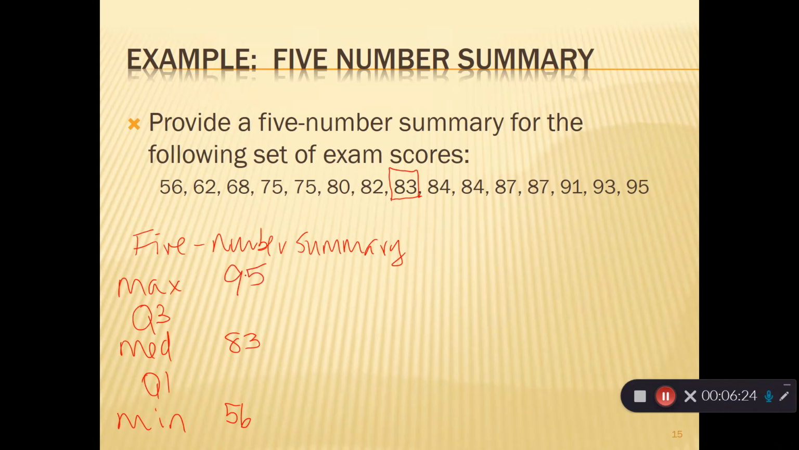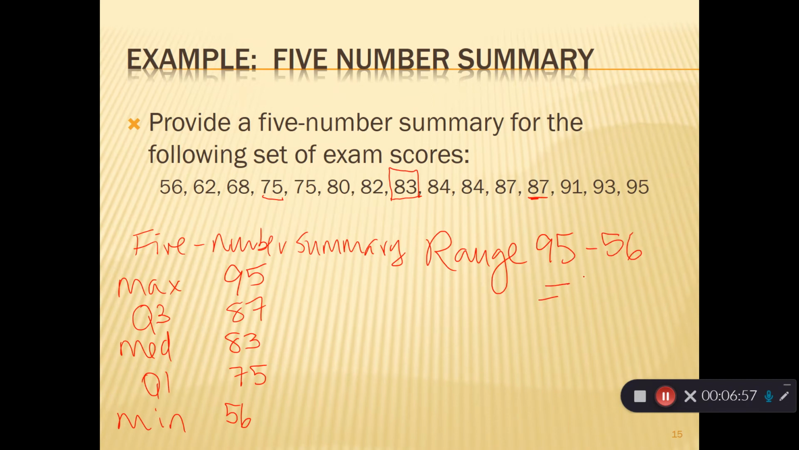Now, to find Q1, I take the median of this lower half of the data. Well, there's 7 data values there. So 1, 2, 3 on the left and 3 on the right means this is in the middle. So 75 is my Q1, my first quartile. So again, there's 7 over here. So 1, 2, 3, this value leaves 3 on each side. That's my upper quartile.